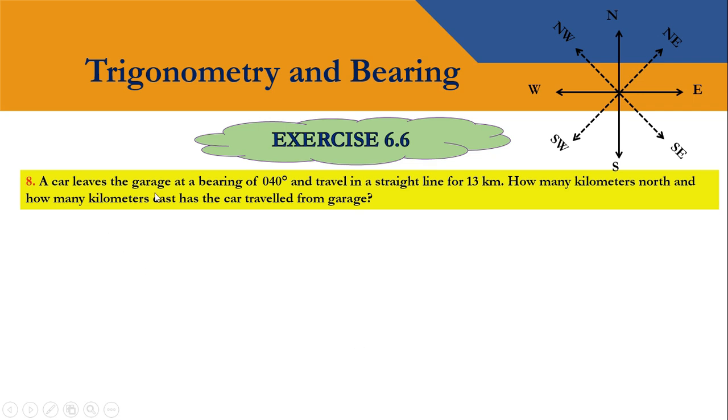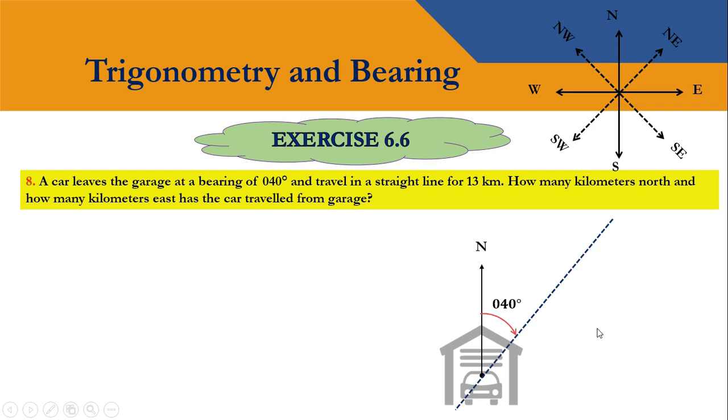A car leaves the garage at a bearing of 040 degrees and travels in a straight line for 13 km. So here is the location of the garage. It is the north side, and from the north side we will construct a bearing of 40 degrees. The car leaves in the 40 degree direction from the garage. In that direction it travels a distance of 13 km and reaches this spot. How many kilometers north and how many kilometers east has the car traveled from the garage?